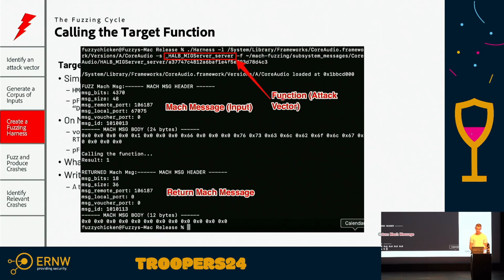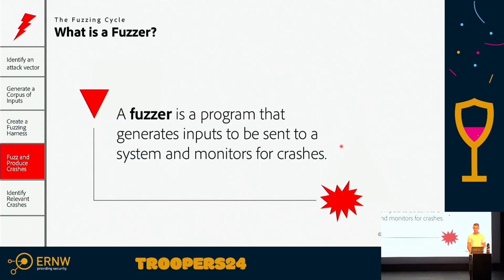Here's the function, our attack vector. Here's what our Mach message looks like being sent. And then we actually get a returned Mach message from the service. So we can see that our harness did, in fact, call our function that we care about with our corpus input. So that's pretty cool. We wrote a harness that can call the function we care about.